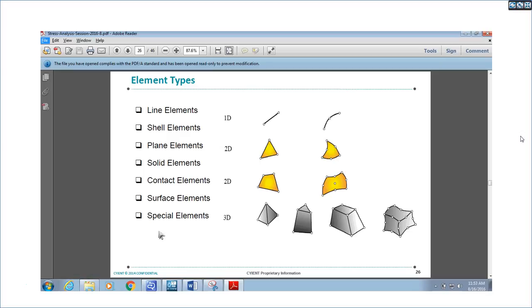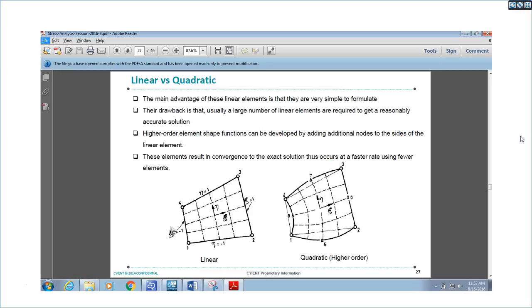We have line elements, shell elements, plane elements, then solid elements, and we have some special elements also. And also we have contact and surface elements. So it is very important for us to understand what is linear and what is quadratic.